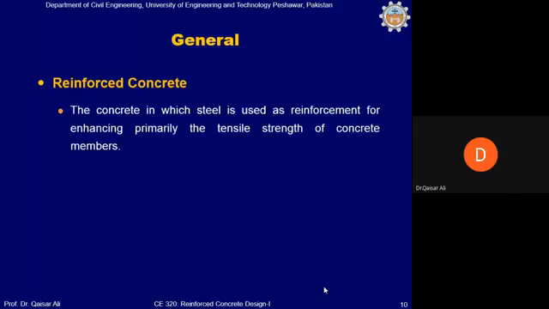And I also said that concrete is good in compression but weak in tension. And the tensile capacity of concrete will be enhanced using reinforcement. Reinforcement will be in the form of steel, and in the steel, it will be steel bars. So steel bars will be used for reinforcement in the reinforced concrete. Okay. Primarily to increase the tensile strength of concrete.